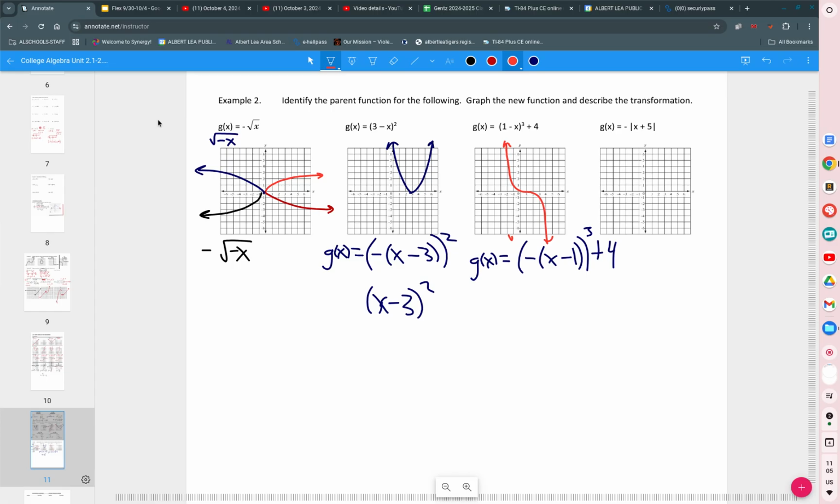Then I have to move it up 4. So I'm going to get rid of that. I'm going to take it, and I'm going to move it up 4 units. And so as you notice here, it is shifted to the right 1. It's shifted up 4 units, and it's flipped horizontally. Try the last one on your own.